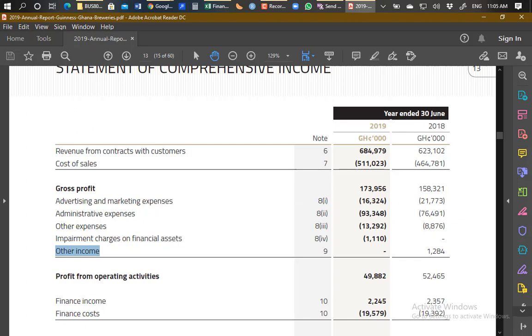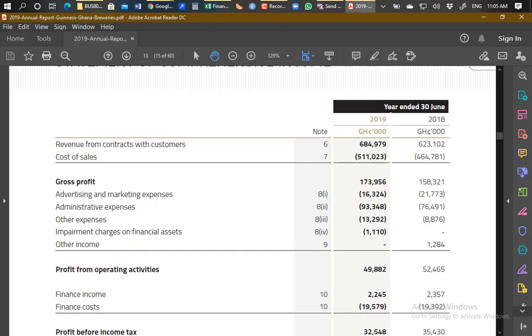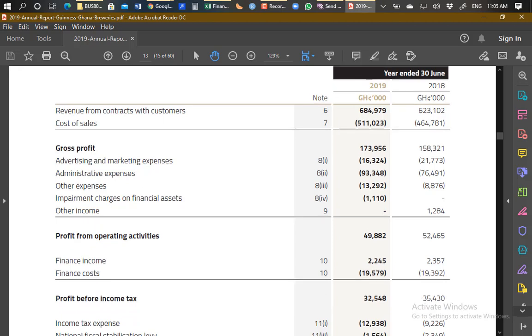However you do it, the bottom line is the same. That's the most important thing. So we have gross profits, then we subtract all the operating expenses, all the other expenses apart from the direct expenses, and then we get our net profit, assuming there is no other income. If there is any other income, we add it to get our total or bottom line net income. So you see this profit from operating activities.